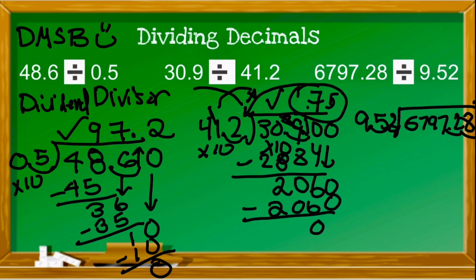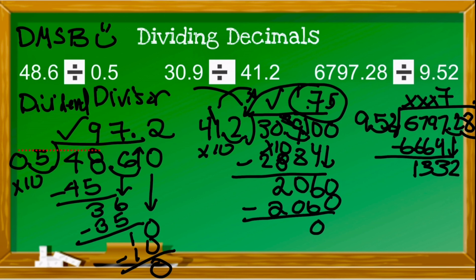Bring that decimal up. And now I need to determine how many times that 952 can go into 6,797. That's about 7 times. 7 times 2 is 14. Carry the 1. 7 times 5 is 35 plus 1 is 36. And 7 times 9, you got it, is 63. Plus 3 is 66. Finding the difference here, I'm left with 133.